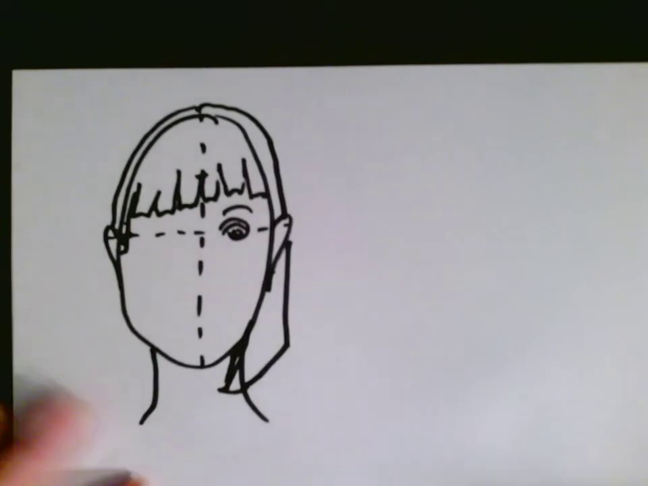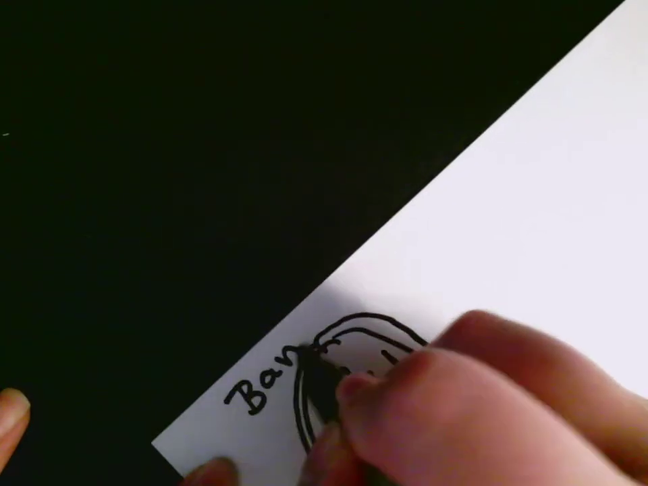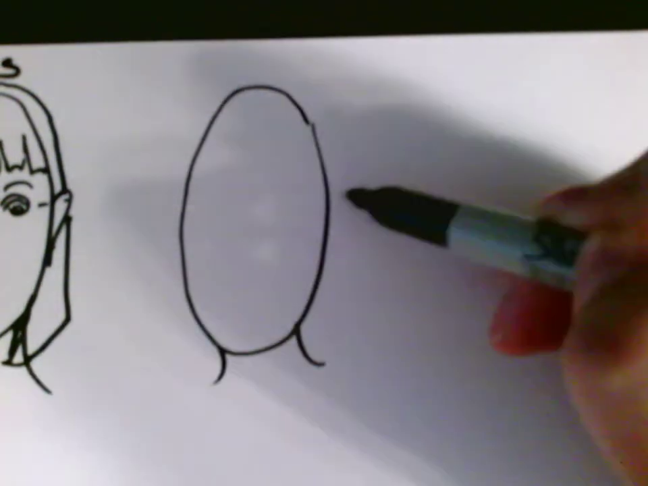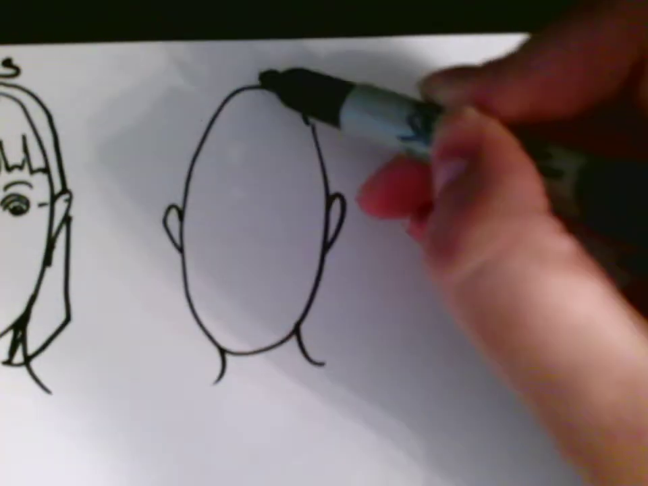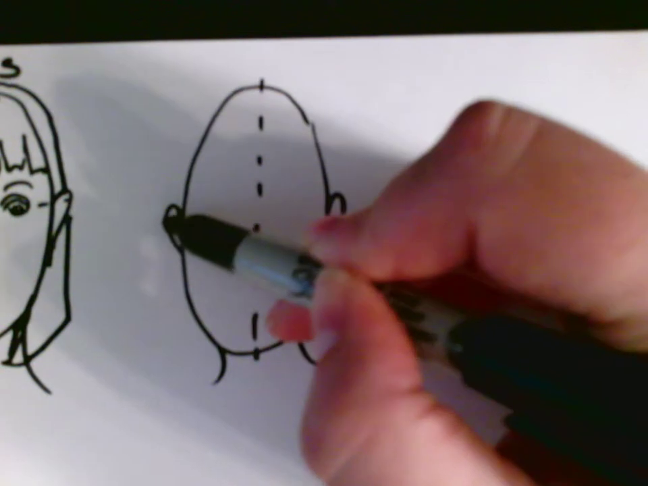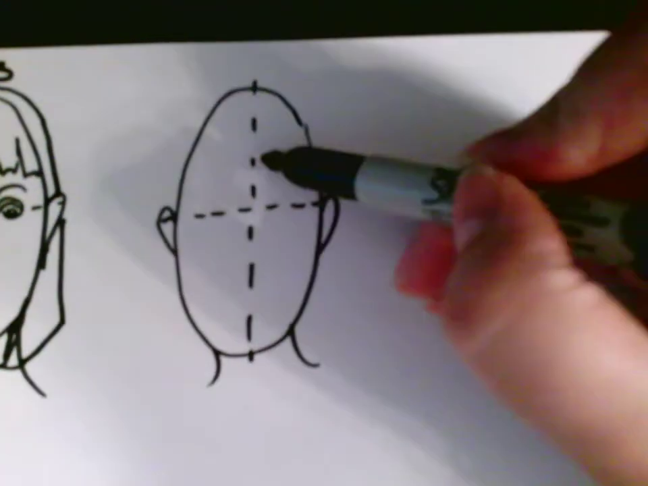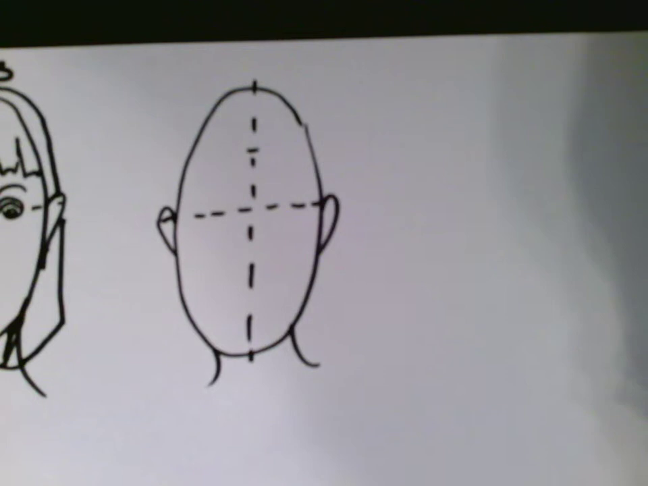Okay, so now for our next hairstyle. So that was our bangs. Okay, so our next hairstyle. I'm going to again draw my oval, draw my quick neck, my ears, our guidelines, our nose, and mouth will go there, and our eyes will go there. And our hair will start about here.